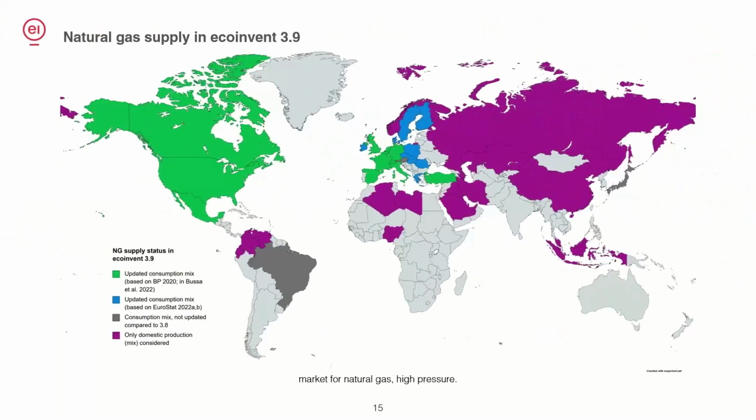Let's have a look at what I just said on the map. So this is what the status of regionalized supply of natural gas, again at high pressure level, in 3.9 looks like. And maybe just to mention, there are 3 market activities, that would be for Brazil, Austria, and Japan, where the supply mixes were not updated compared to version 3.8, but all of the other ones have been updated.